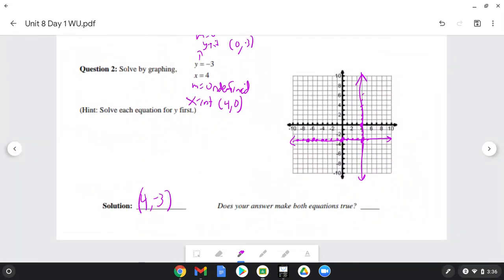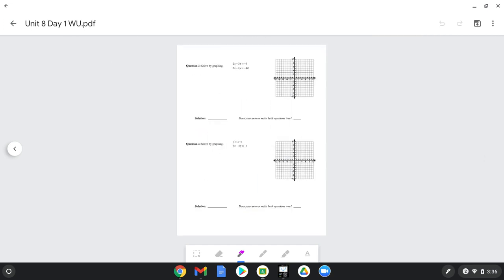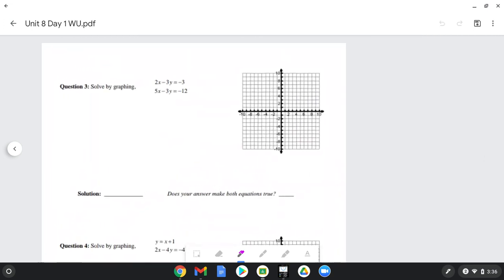And does that make both equations true? Well, if we plug it into the top, we'd get negative 3 equals negative 3. That works. If we plug in the bottom, we get 4 equals 4. So that's true. So yeah, that's a yes. So that's the first two examples of your notes. And then the last two examples.